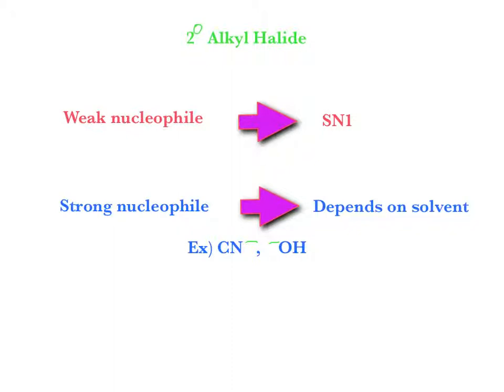For the secondary alkyl halide, we will have to look at the nucleophile. If the nucleophile is weak, then it will be an SN1 mechanism. If the nucleophile is strong, then it will depend on the solvent, whether it's protic or aprotic. Most strong nucleophiles have a negative charge, and that's how we know it's strong. The common ones we have used are cyanide and hydroxide.